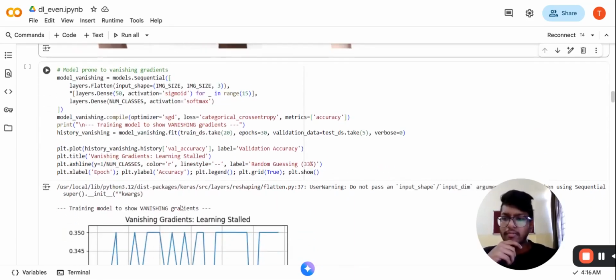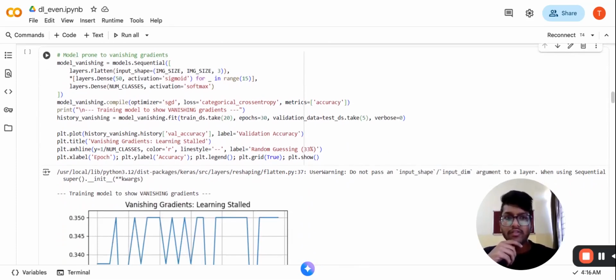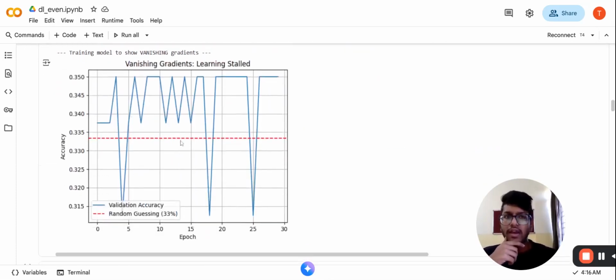Next, I demonstrate the impact of vanishing gradients and exploding gradients, which are the two major problems in deep networks. For vanishing gradients, I built a deep network with 15 sigmoid layers. Because sigmoid compresses the gradient values, they gradually shrink as they backpropagate and the model stops learning. So you can see that the accuracy curve stays flat, close to random guessing at about 33%.